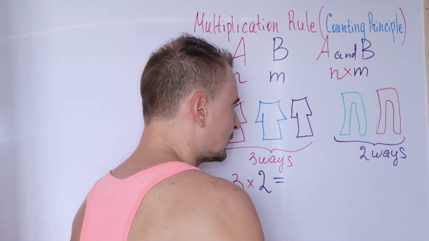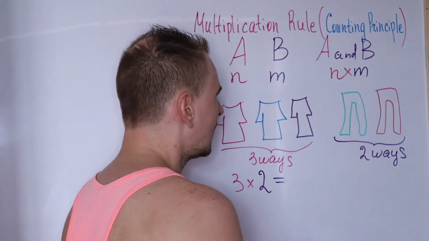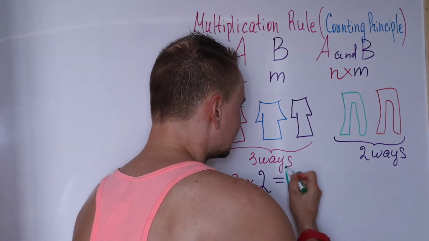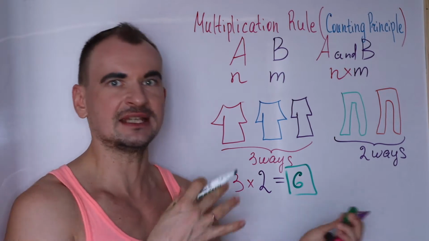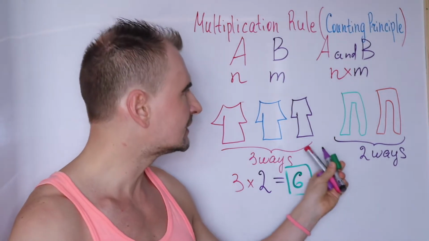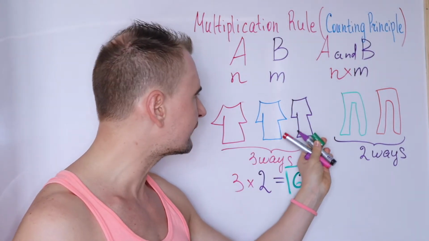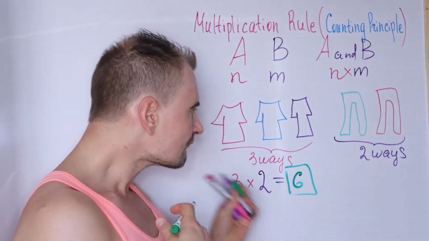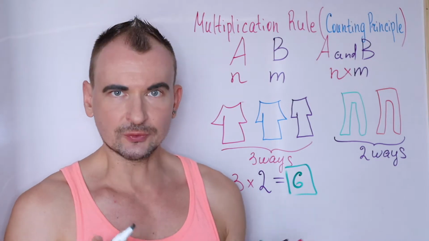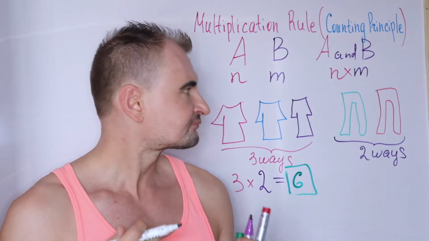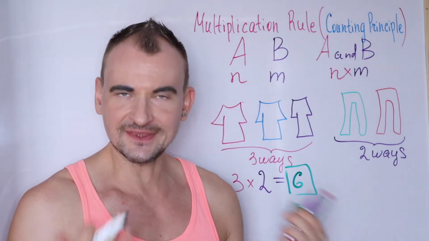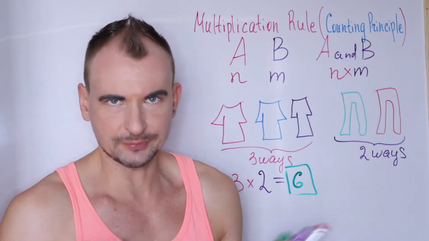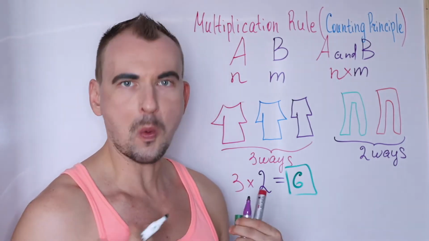So in 6 different ways you can complete this event of choosing an outfit containing a top and trousers. You have 3 different tops and 2 different trousers, so in 3 different ways you could pick the one that you wanted to wear.